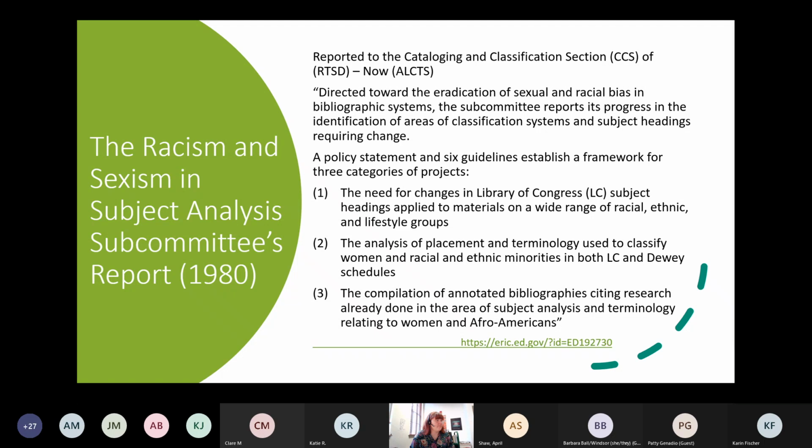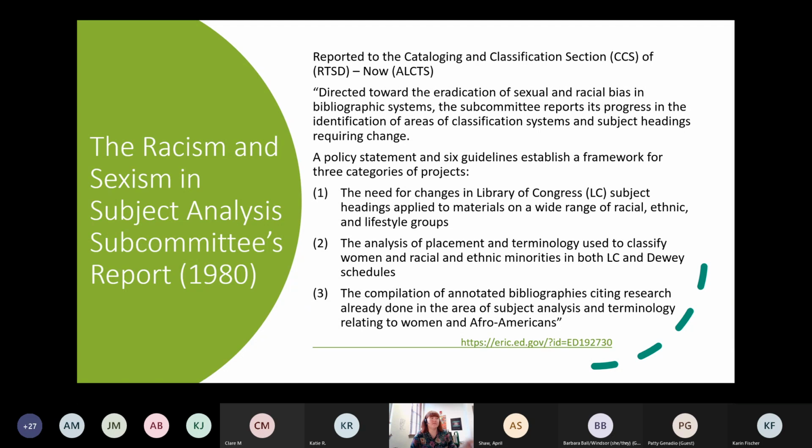So there is a subcommittee, I think this is the Racism and Sexism in Subject Analysis subcommittee. They reported to ALA in the 1980s, reporting to the Cataloging and Classification Section, which is now the ALCTS, which was spelled out on a previous slide. It was directed towards the eradication of sexual and racial bias in bibliographic systems. The subcommittee reports its progress in the identification of areas of classification system and subject headings that are requiring change. A policy statement and six guidelines establish a framework for three categories of projects.